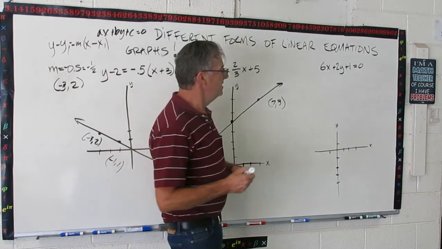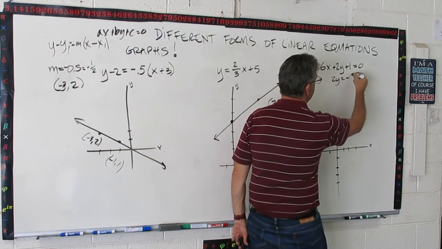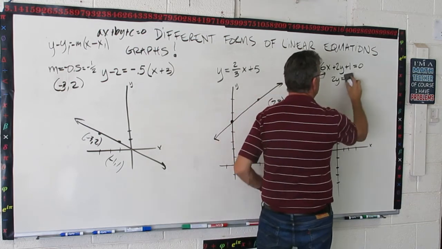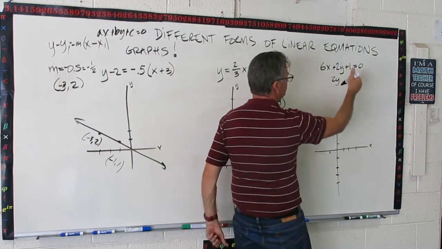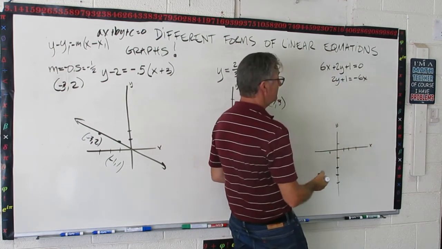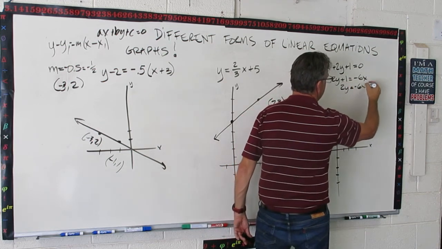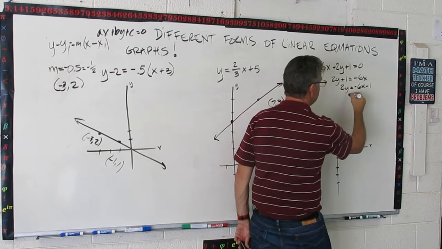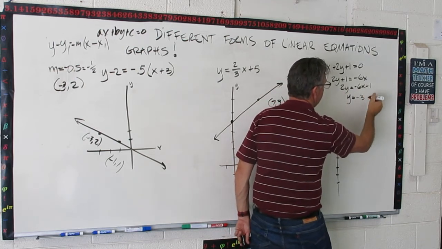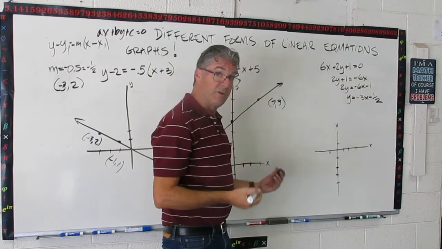So let's do that. I'm going to subtract 6x from both sides. I get 2y equals negative 6x. I still have my plus 1. So I have 2y plus 1 equals negative 6x. Now I'm going to subtract my 1 from both sides. 2y equals negative 6x minus 1. And then divide by 2. Y equals, now negative 6 divided by 2 is negative 3, so -3x minus 1/2. So now I have it in gradient-intercept form.